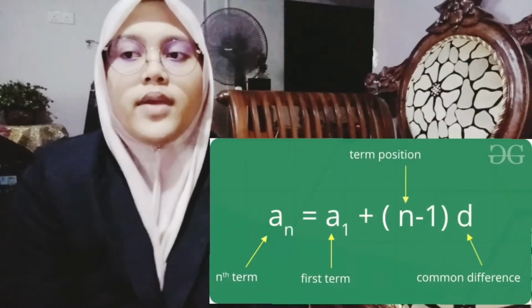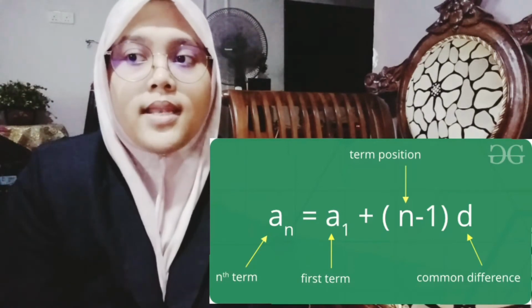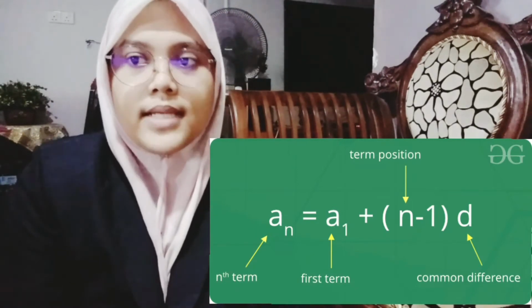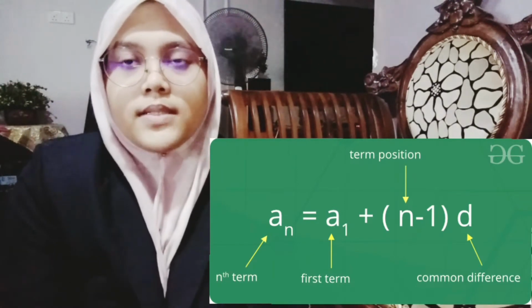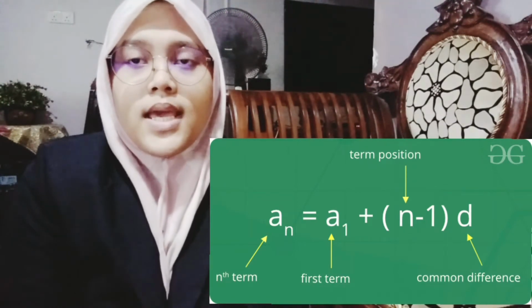The first formula is to find the nth term, which is in this picture. You can see that an, or we can call Tn, is equal to a plus n minus 1 multiplied by d, where Tn is the nth term, a is the first term, d is the common difference which can be determined by Tn minus Tn minus 1, and n is the number of terms.